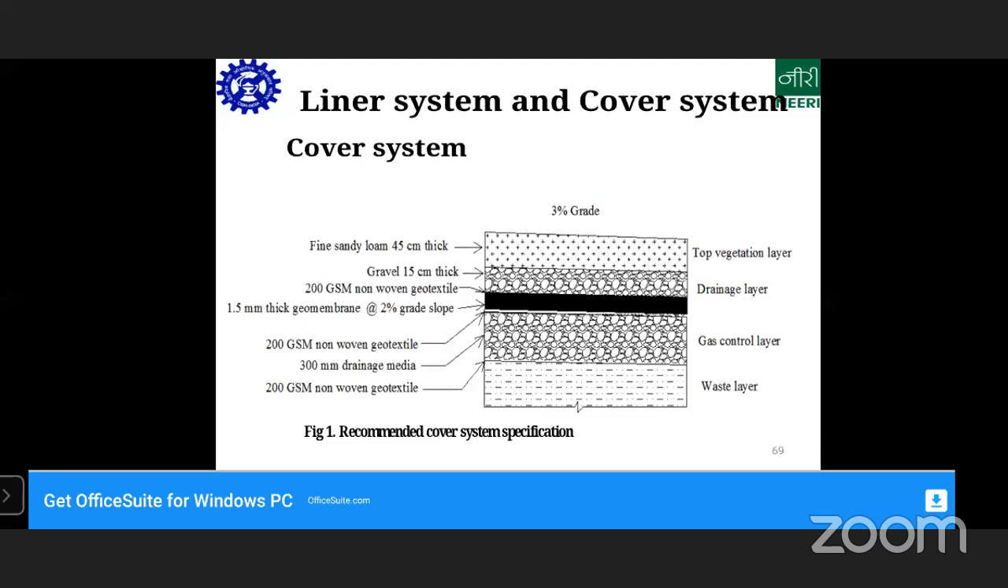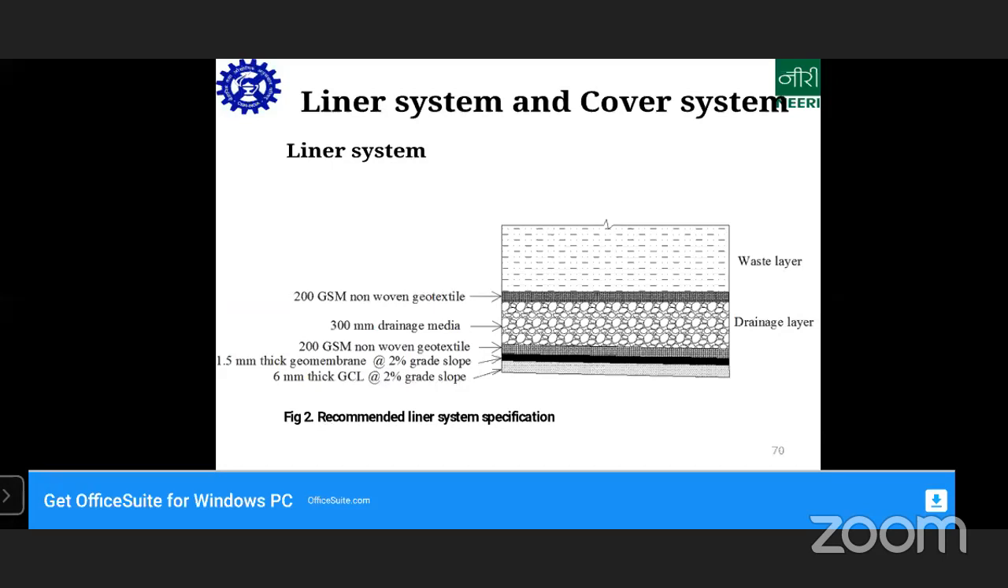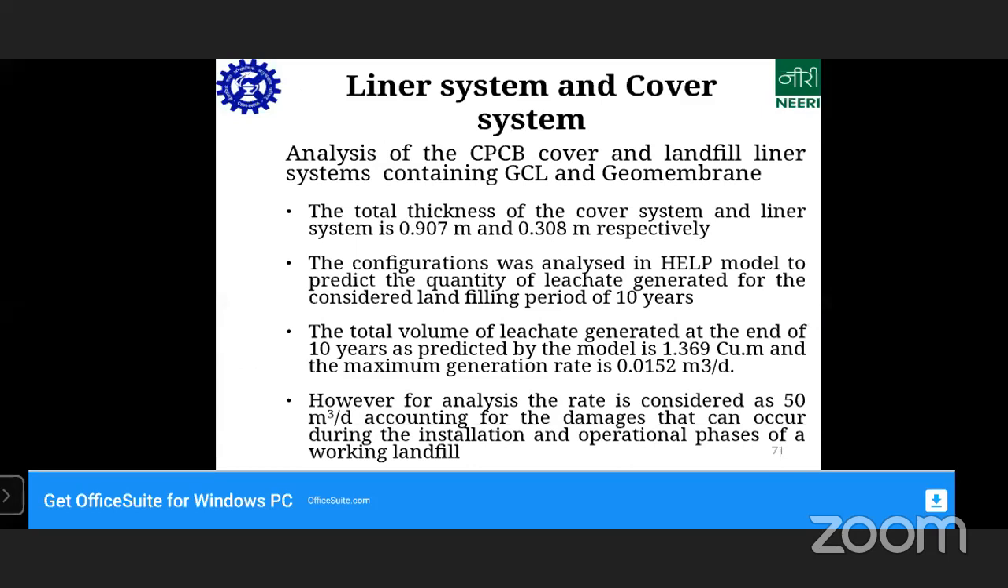Okay, these are the components of a liner system, at the bottom. To start with, the drainage layer, then a separation layer, that is a geotextile, then a geomembrane, then a GCL, 6 mm thick. GCL is nothing but a geosynthetic clay liner, that is a clay liner. These are the specifications recommended by the CPCB, Central Pollution Control Board.